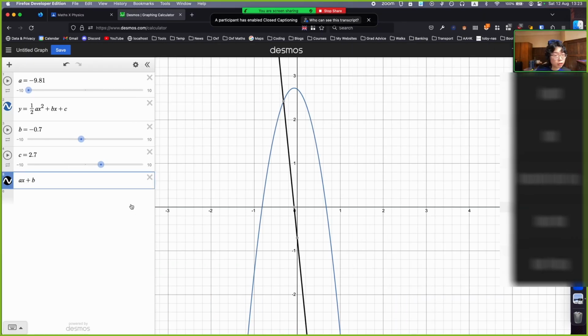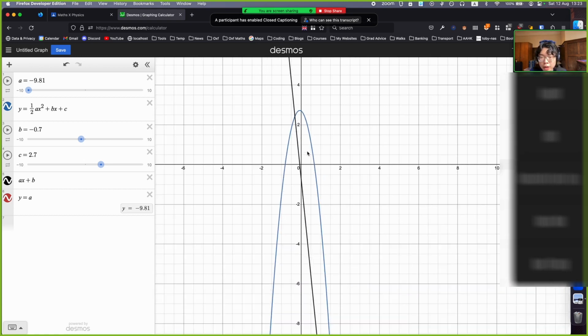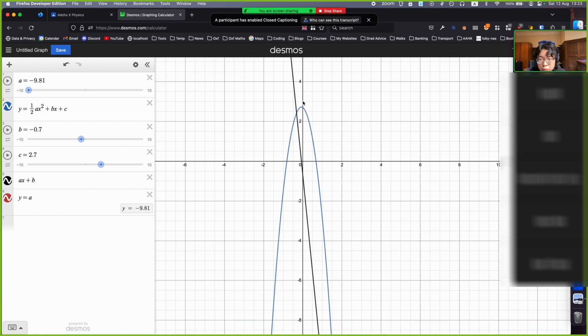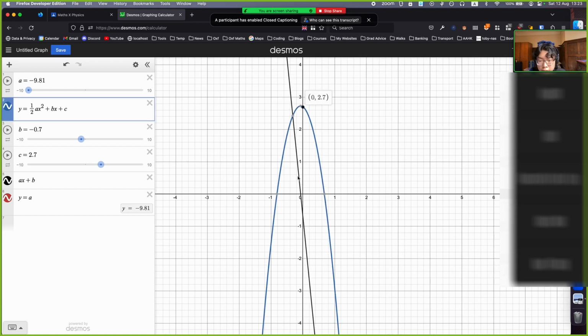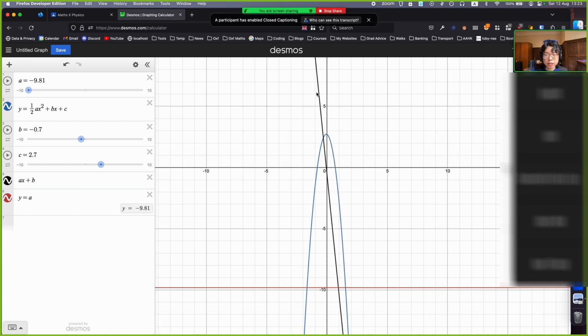This would represent the velocity, and y equals a would represent the acceleration. So for example, how do we understand this graph? What we're saying is that at time equals 0, the velocity is exactly at this point. So the velocity at time equals 0 is minus 0.7. And that makes sense, right? Because minus 0.7 is just the variable b that we've got here. So this would be the initial velocity. And we can see that the velocity decreases with time, right? And this is what we expect.